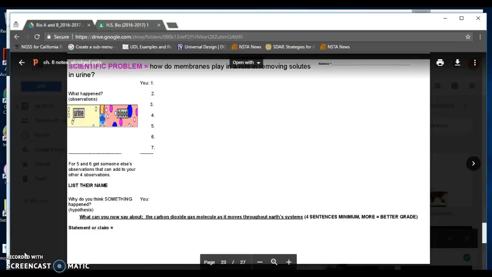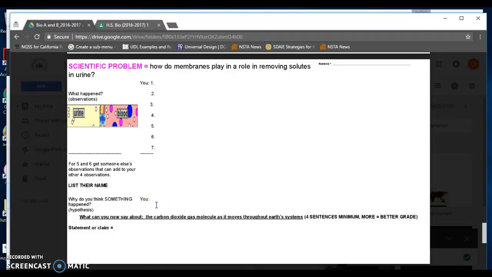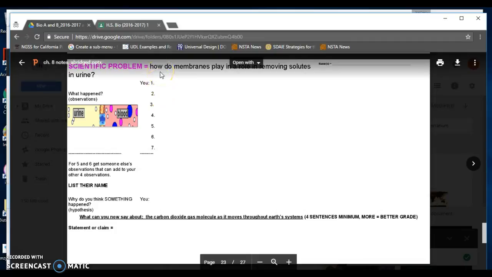All right. Just once again, this slide, your job was to come up with an early explanation or answer to this original scientific problem. So the scientific problem was, how do membranes play a role in removing solutes? And down in this little section, it's easy to miss, that's why I'm talking about it, is creating a hypothesis. And your hypothesis is really just an early answer or an effort to answer the mystery. So the mystery I'm asking you to answer is, how do membranes play a role in removing solutes?